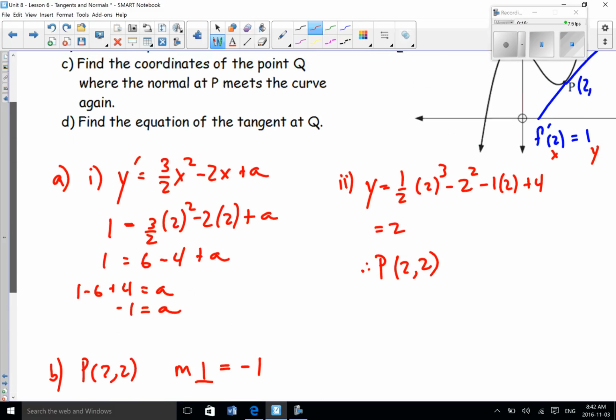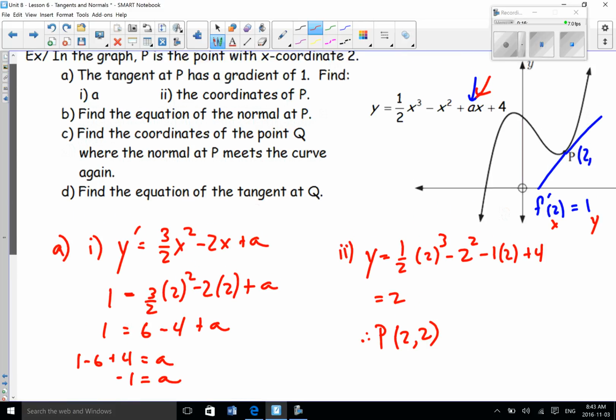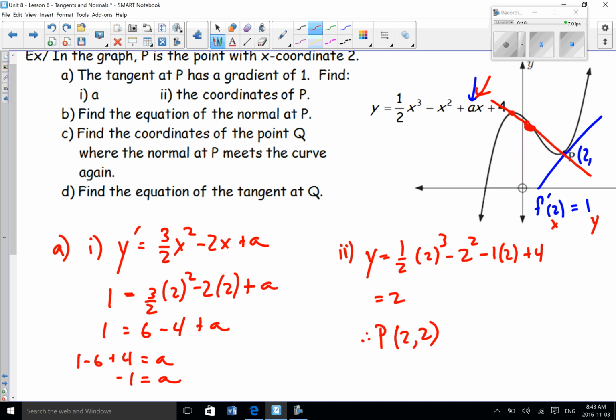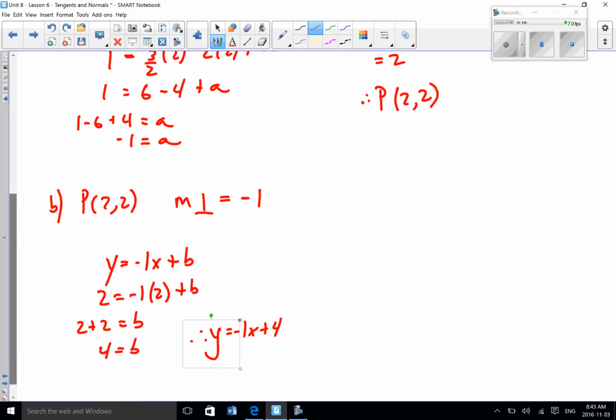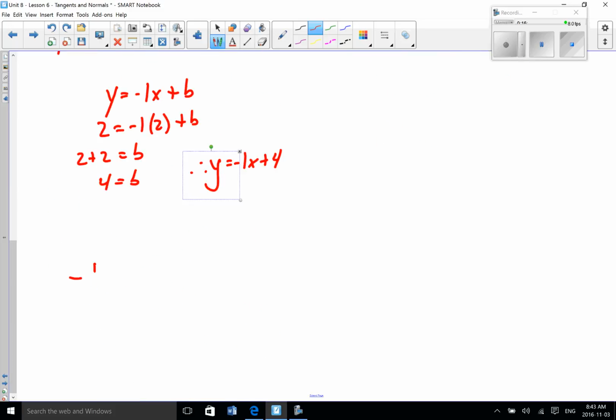Okay, part C, find the coordinates of the point Q where the normal meets the curve again. So if I were to draw this, the normal is going through that line again, maybe there. I've got to figure out where that happens. How can I do that? Well, I can do that by taking my normal, which is this equation we just built here, negative 1x plus 4, and figuring out where it meets the original equation.